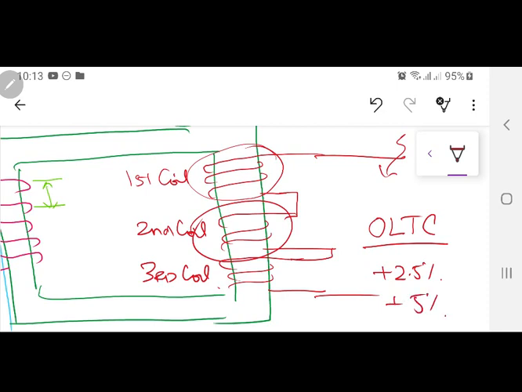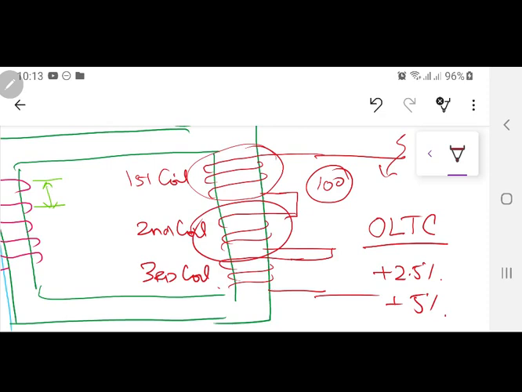What does 2.5 and 5 mean? 2.5 and 5 means that 2.5% of turns are more, 5% turns are more. So suppose there were 100 turns in your HT, which there will not be, the turns will be much more, it could even be 700-800. So when you have 100 turns, you will actually have 105 turns in practical.